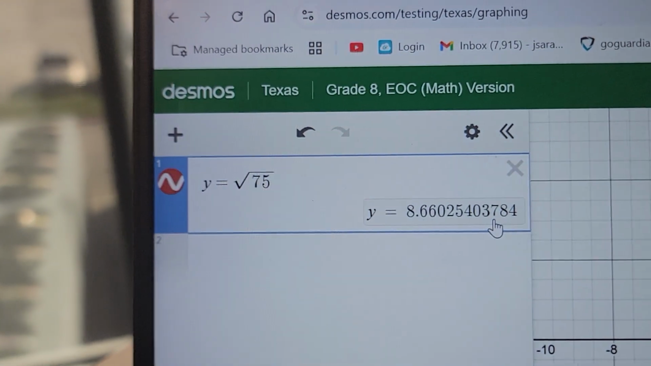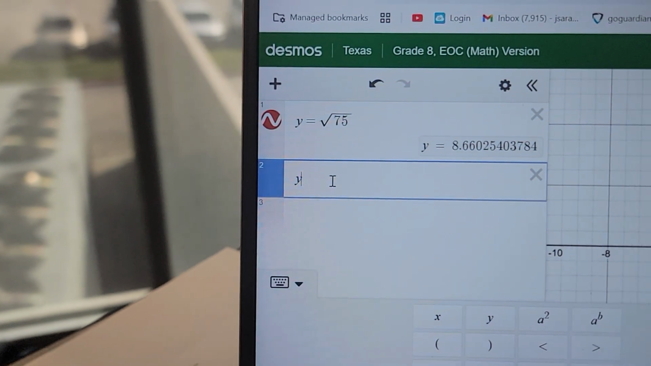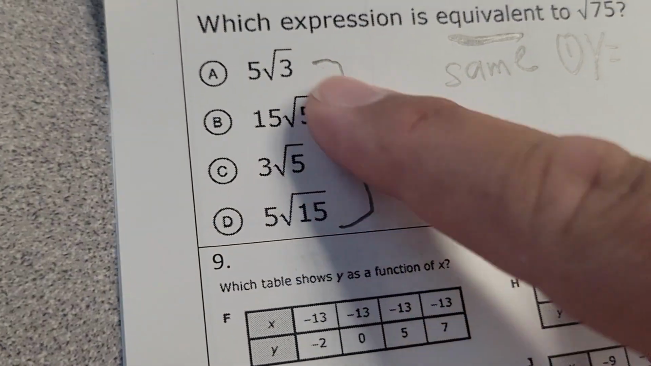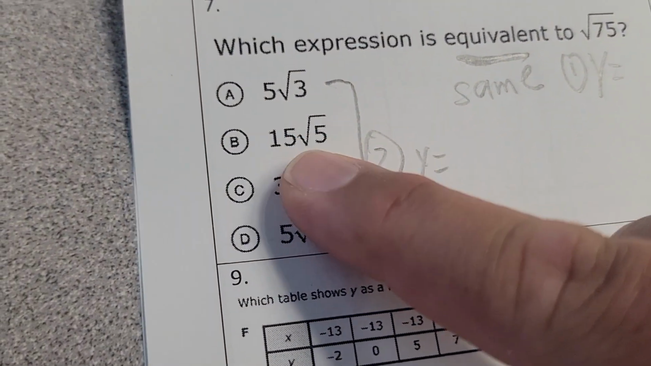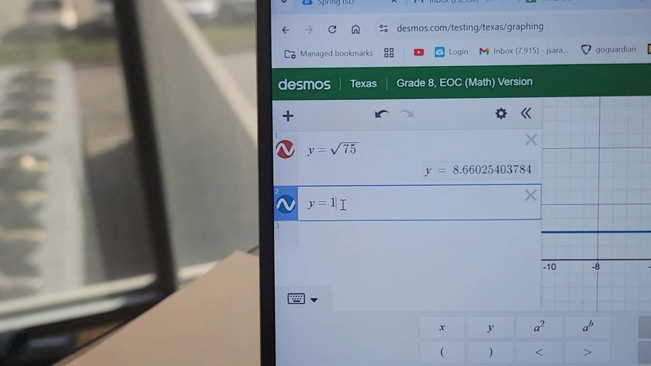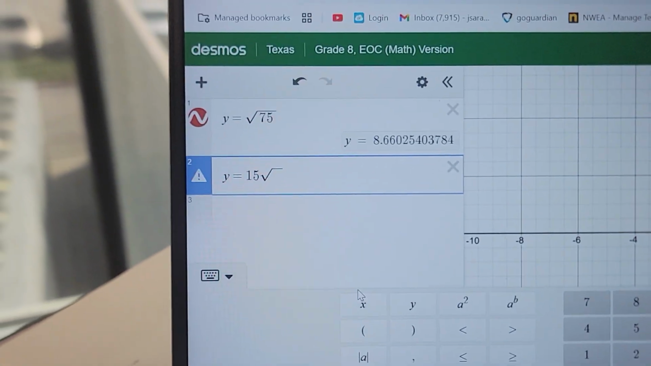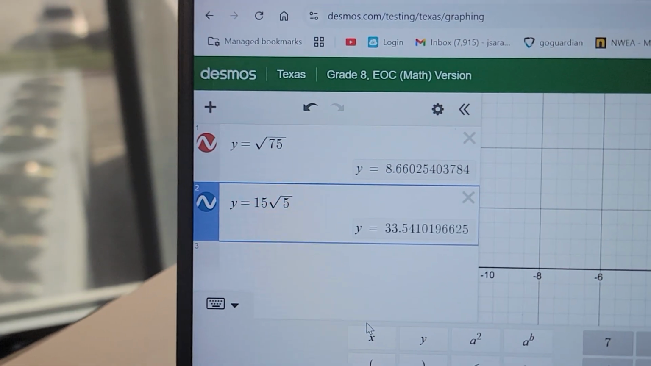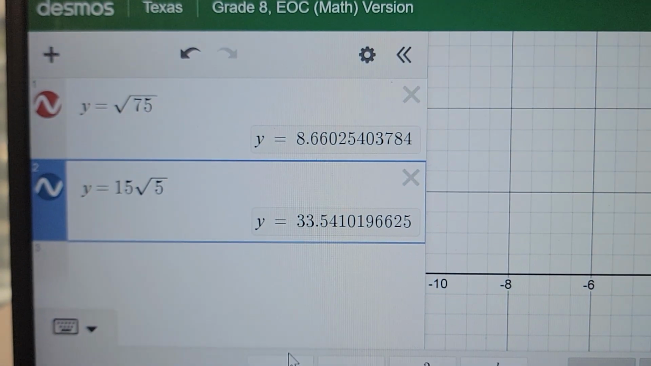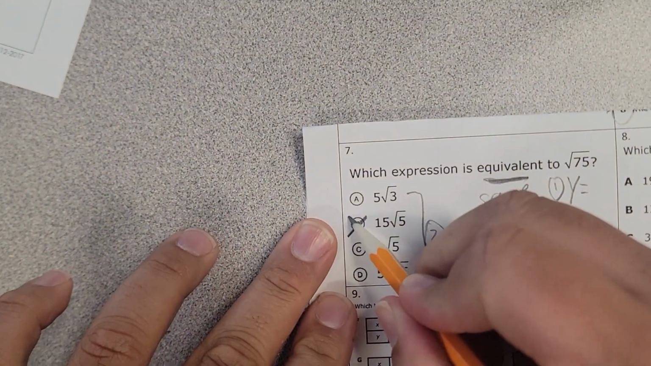So my decimal is 8.6. Now I'm going to go to number 2 for my y equals, and you can try whichever one you want, right? Like 15 square root of 5. If you want to do that one, let's try that one. Watch, 15. Type in 1, 5. And now I'll get the square root again down here. Put 5 on the inside. So are those the same? No, they're not the same. So this cannot be the answer.